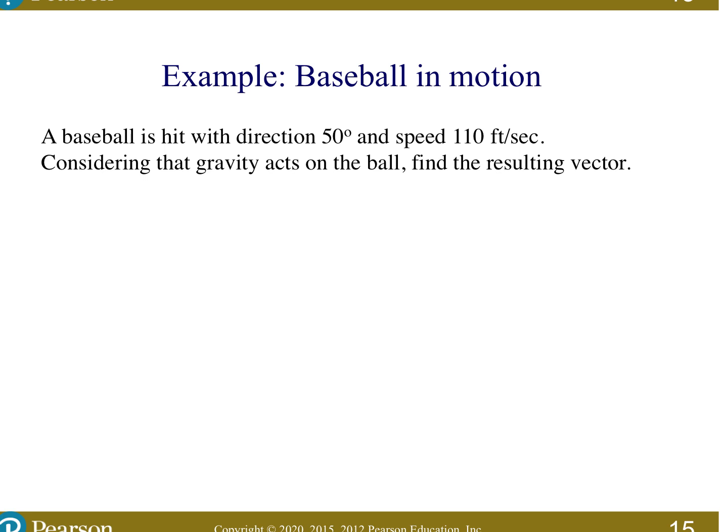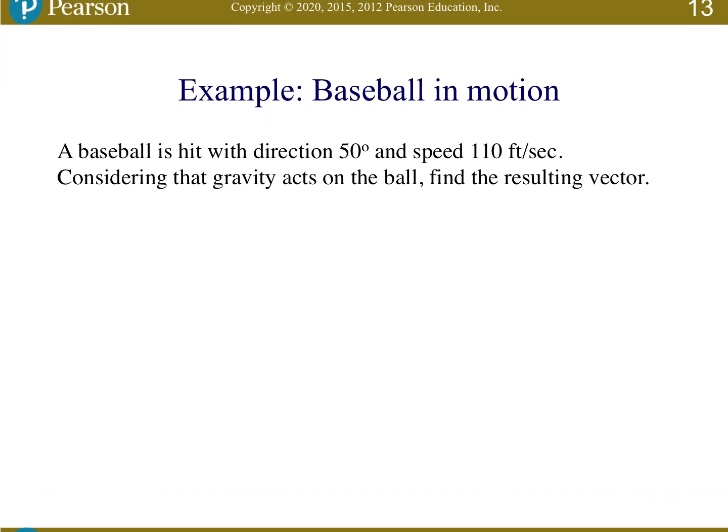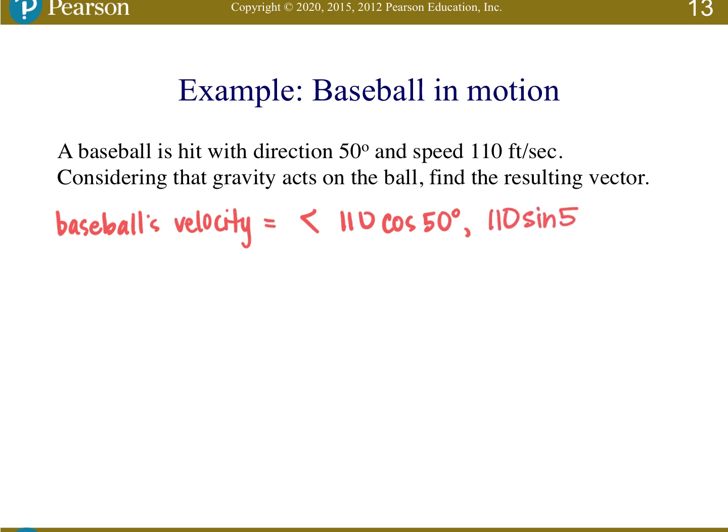Okay, so we need to figure out just the baseball. Assuming there was no gravity, what is the baseball's velocity vector? We know the speed is 110, and then the x component is 110 times the cosine of 50 degrees, and its y component would be 110 sine of 50 degrees. So that's without any gravity acting on it.